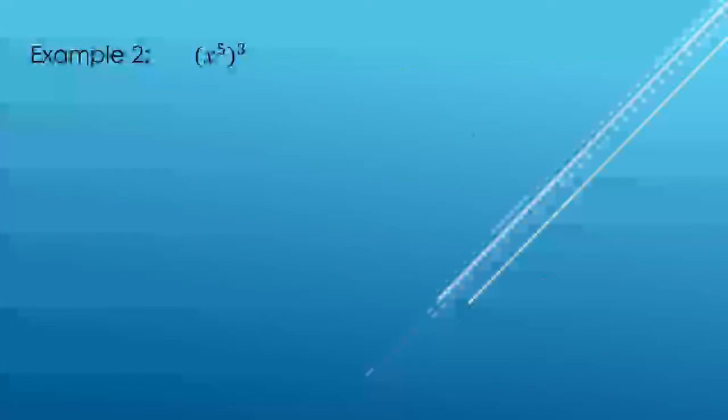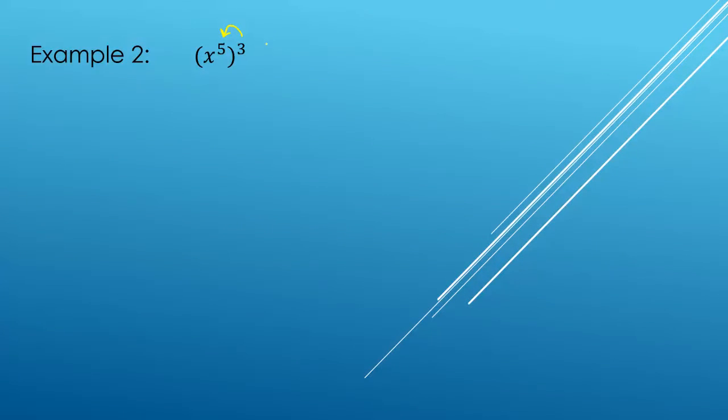Let's try that here. So based on the last example, what it looks like we should do to shortcut it is multiply the outside power to that inside power. So that means x to the fifth to the third power should become what? X to the 15th power. 3 times 5, 15.